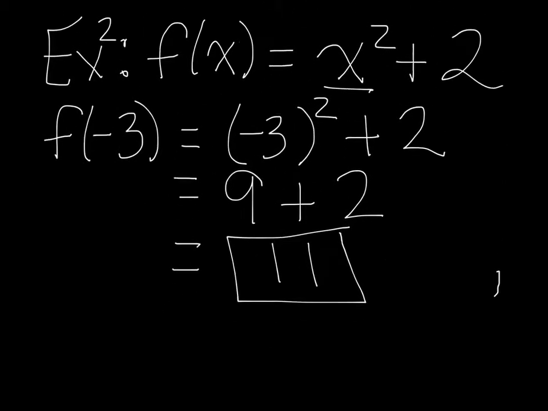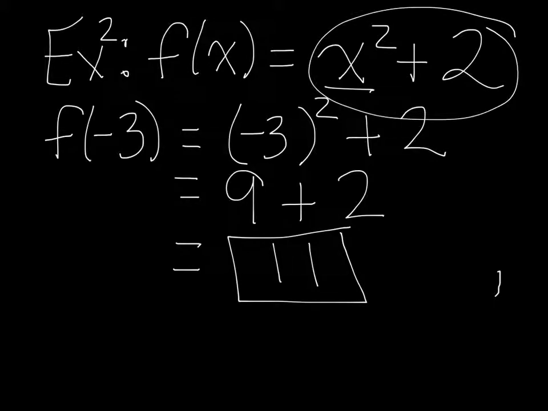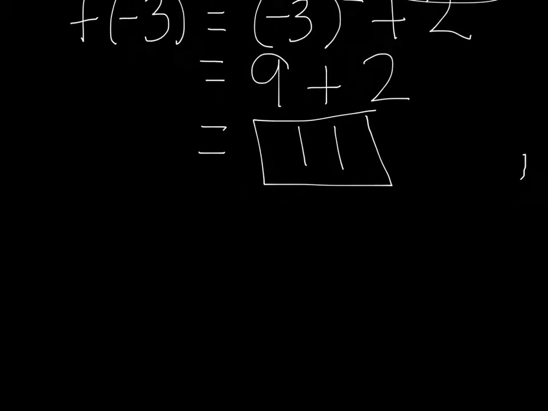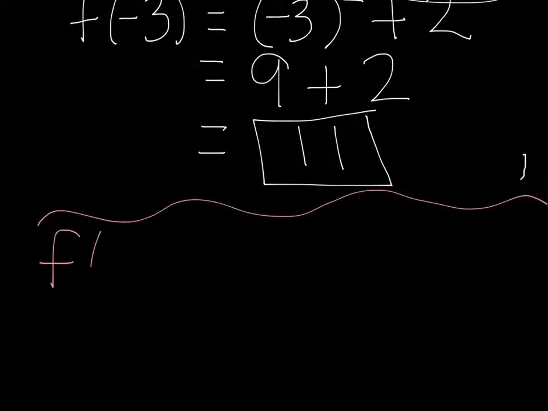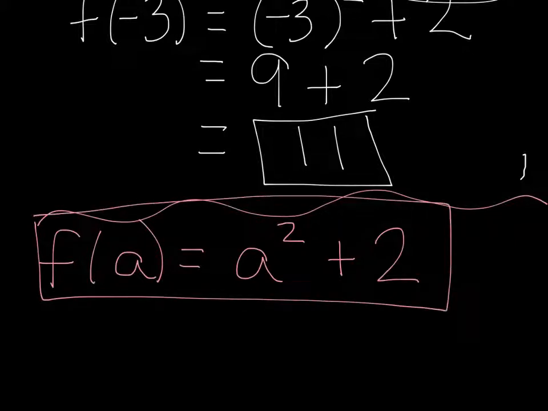Same equation, so we're still going to be using x squared plus 2, but I am going to plug in an a. So in place of x, I'm putting an a, square it, and add 2. Now in this case, that's as far as I can go. I can't go any farther than that, because those are not like terms, so they do not combine.